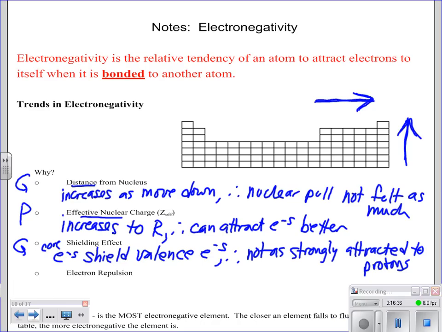You can also relate that to thinking about the octet rule, a full outer shell, having a stable configuration. And electron repulsion does not play a role too much.